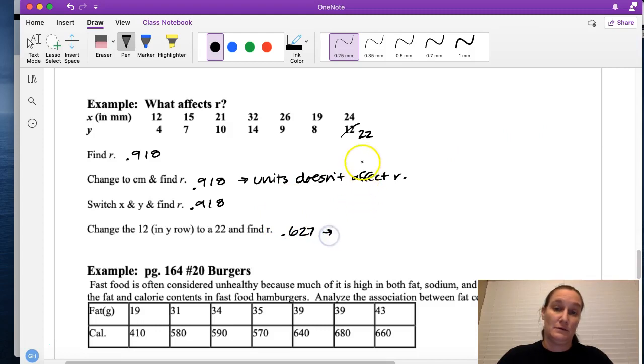So we made this an outlier. So the outlier affects R. So units don't change R. Switching X and Y doesn't change R, but outliers definitely affect it.